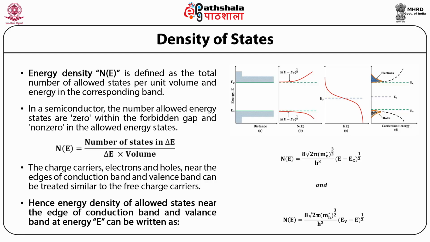Next shows the corresponding energy density of allowed states for the electrons and the holes. The third figure shows the probability of occupation of these allowed states, whereas the last figure shows the resulting energy distribution of electrons and holes in these allowed energy states.